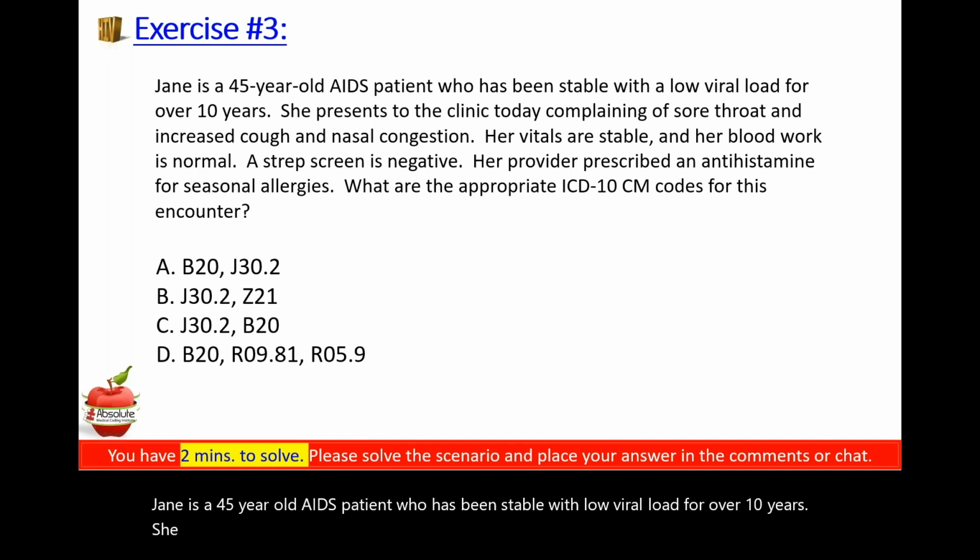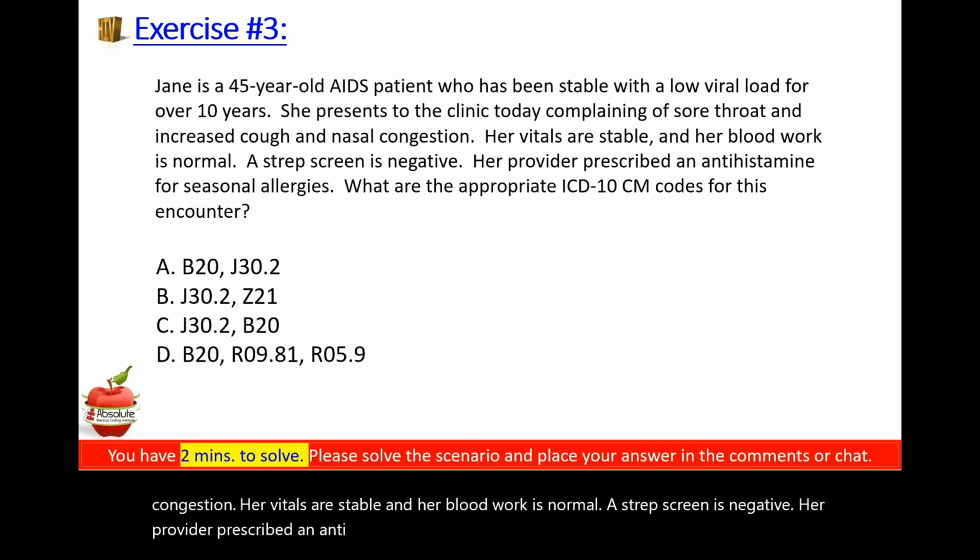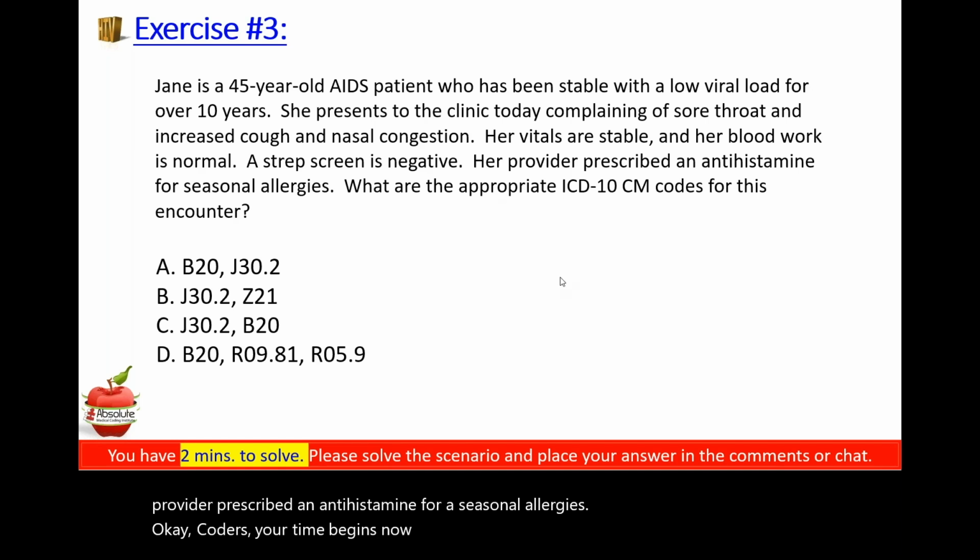She presents to the clinic today complaining of sore throat, increased cough, and nasal congestion. Her vitals are stable and her blood work is normal. A strep screen is negative. Her provider prescribed an antihistamine for seasonal allergies. Okay, coders, your time begins now.